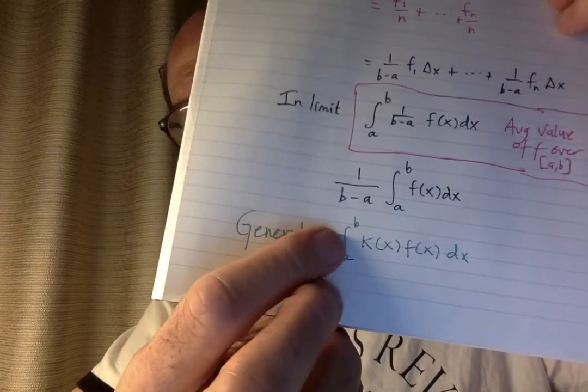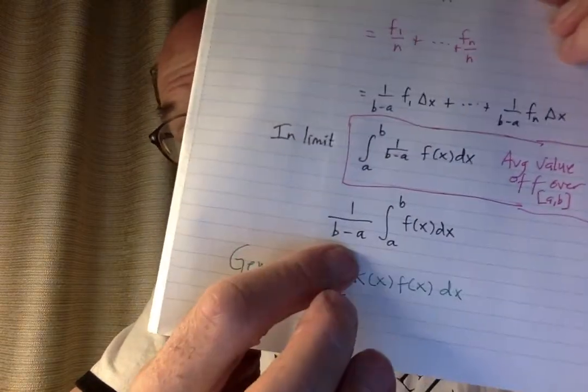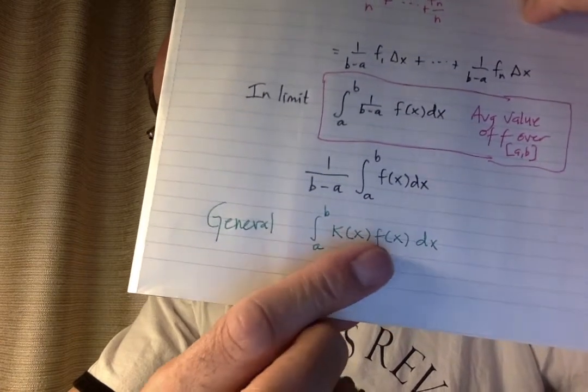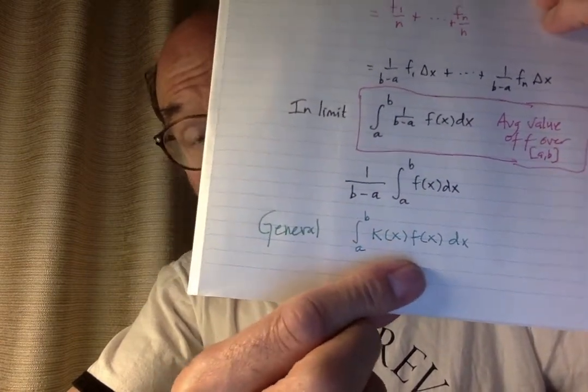But the general case of doing this integration is that you're going to be taking the integral from a to b, that's the interval that you're over, and instead of the constant 1 over b minus a, there's going to be a function which is traditionally called k, so k of x, f of x dx. Now, if k is not constant, you're not going to be able to take it across the integral. The b minus a you can, because that's a constant. But this is the more general solution to lots of different integration problems.